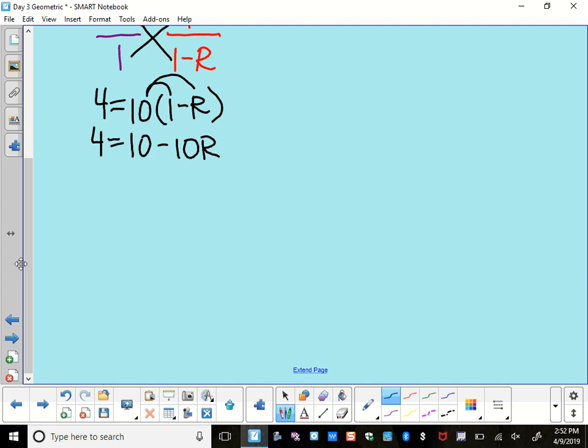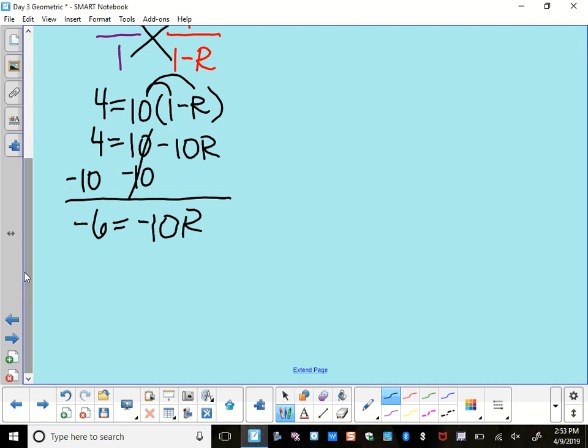Imagine that r was an x. I have to get rid of everything. So I have negative 6 is equal to negative 10r. And how do I get r by itself now? Negative 10 is being multiplied to r, so we get rid of it.